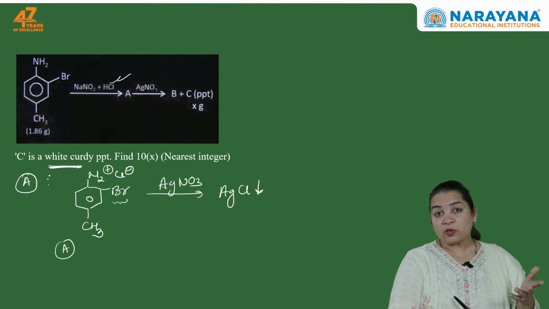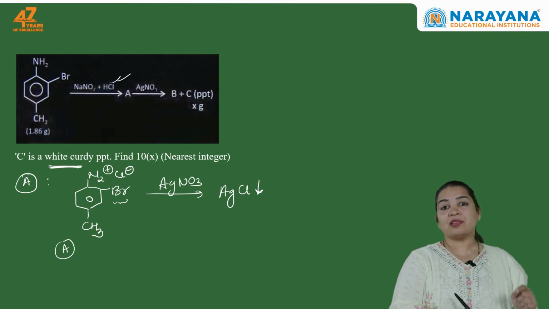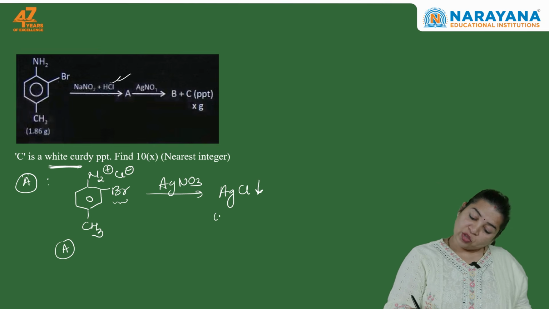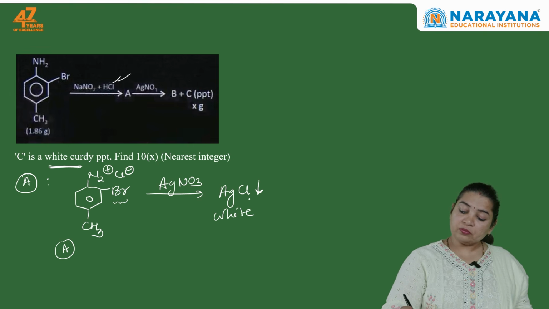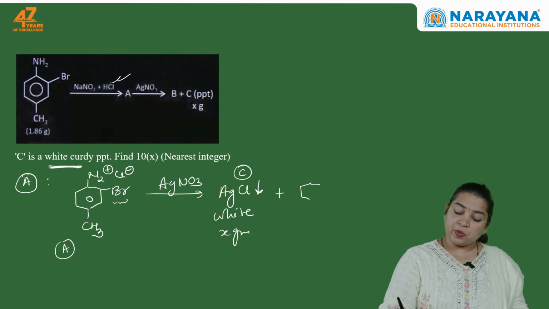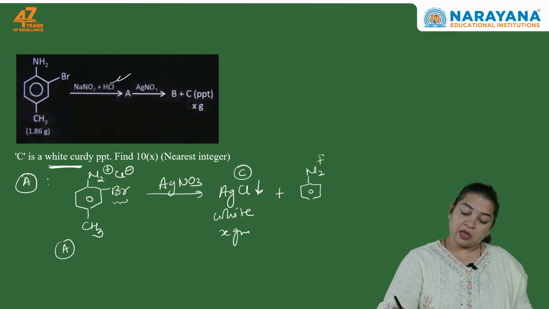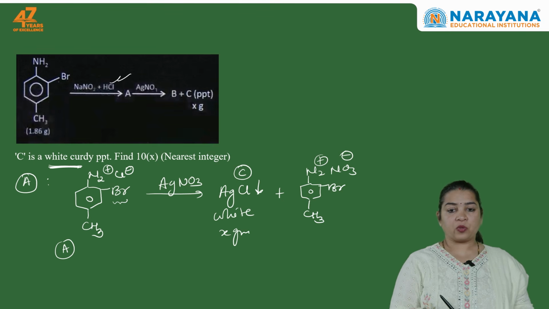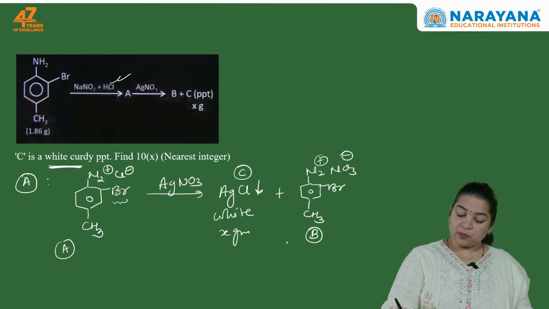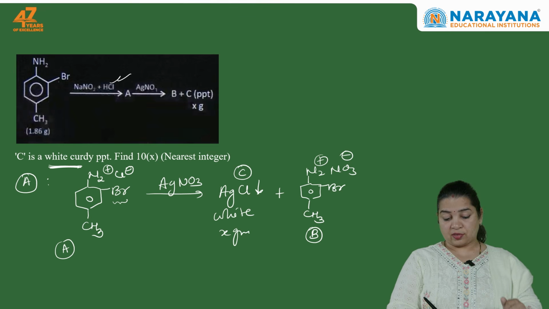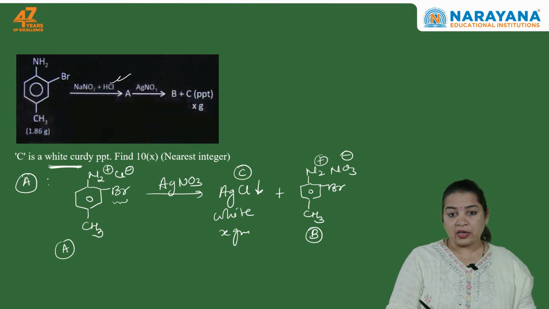If hypothetically you would have taken AgBr, then also this would have hinted it was a yellow precipitate. It is white, so it has to be AgCl. This is C. X gram of this is prepared. Now what is B? B remains diazonium, but the anion as a balancer is exchanged to nitrate like this. Okay, so this is our structure for B. This is C. What is asked? C is a white curdy precipitate. Find 10x. That is the nearest integer finally we have to mark.